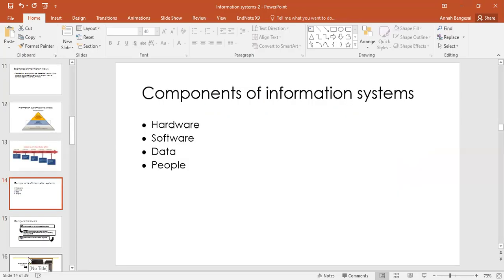So what are some of the components of information systems? Remember, we said information systems are not information technology, but information technology is a component of information systems. Therefore, some of the components of information systems are the hardware, software, the data, and the people. So hardware and software, now we're talking about the computers. The data needs to be inputted into the computers, and the people, obviously, without people, information systems cannot perform their role within an organization.